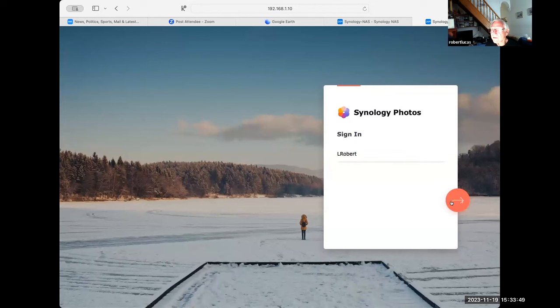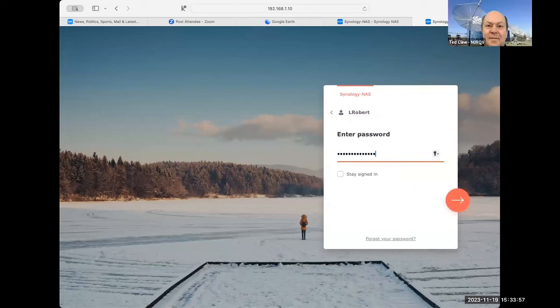Oh, this is ridiculous now. Now you get to see my password. It's a bunch of circles. I don't know where the circle symbol is.